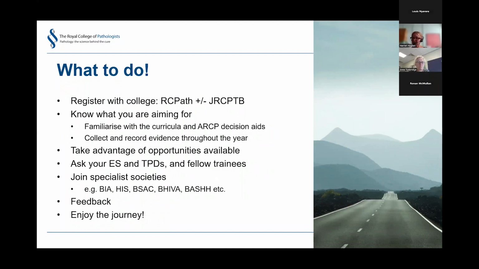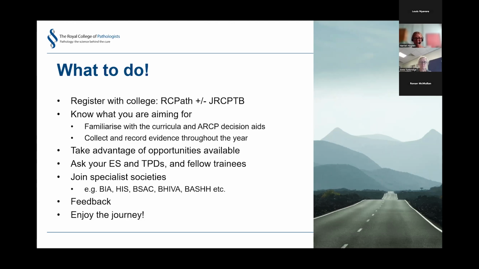I haven't listed them all, and I almost didn't put a line in about them because I worried about missing some off. But I have listed some examples. So BIA, HIS, BSAC, BEVA, BASH. There's lots and lots of different specialist societies to join, and you hopefully will be able to then make use of their training days, etc. as well. We always need feedback, so please feed back to us about things that are going well, things that you'd like to see go differently, or issues that you have, because then we can improve or do more of the same if it's good feedback.